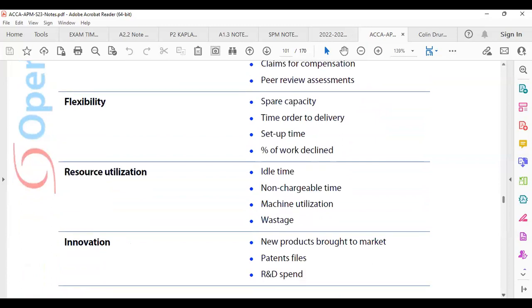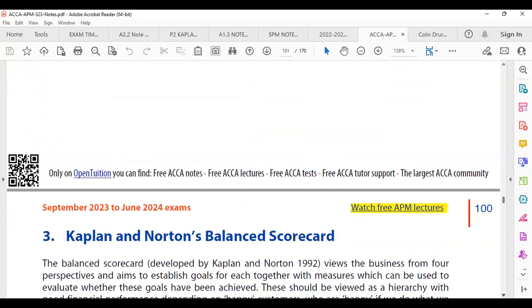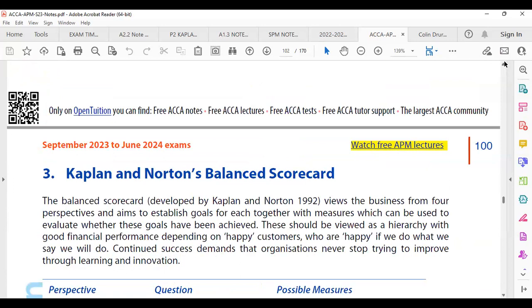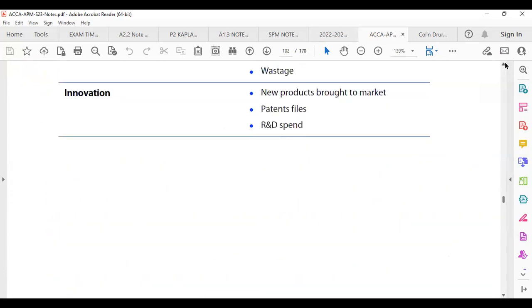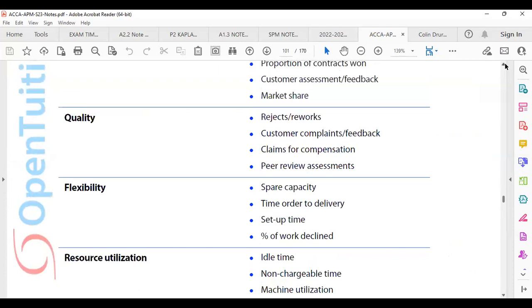Do we have new products brought in the market, patents and files, research and development spendings, and all that. Now, as I said, more likely there are no real calculations as such, but the calculations are part of this, because even if there are, they work together. In short, they should work together.